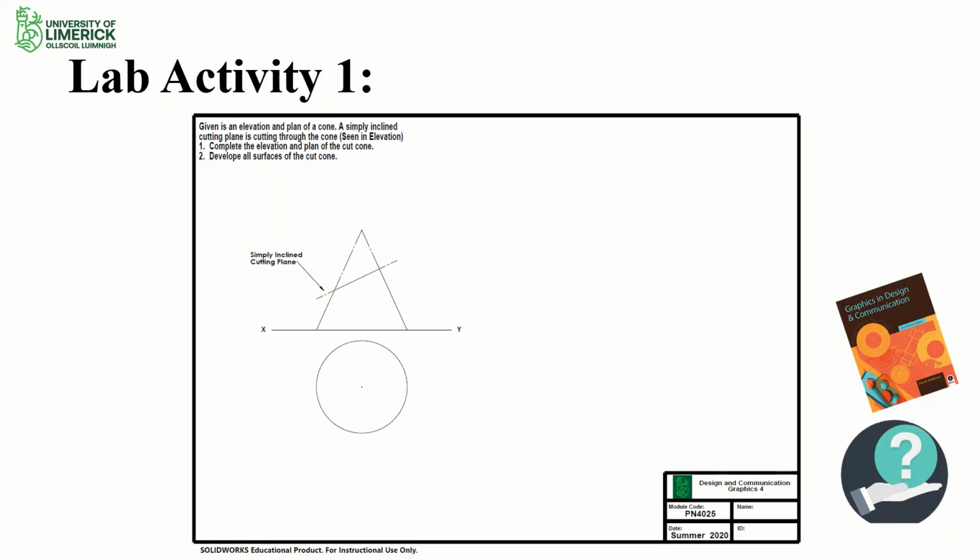Now if we move on, we have our two different questions, our lab activities. This first lab activity is fairly basic. It shows you a cone with a simply inclined cutting plane traveling through it. It wants you to finish off the plan itself, developing out that shape as you can see it in the plan after the section has been cut out, and then to develop it out. Ensure that you label everything and keep things numbered as well as you can, to show that you are capable of breaking down this question and traveling through it slowly and logically, so that someone else watching it could learn something from it.